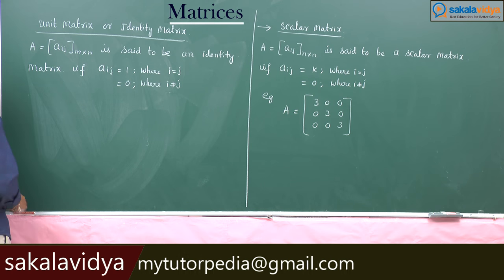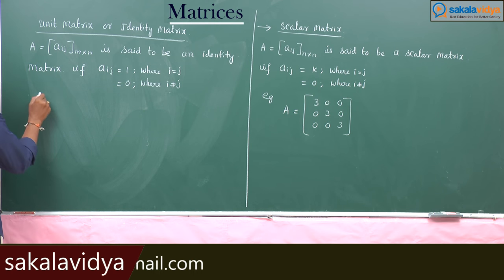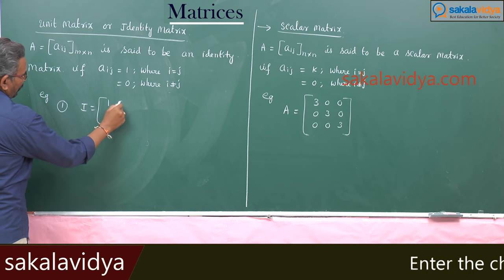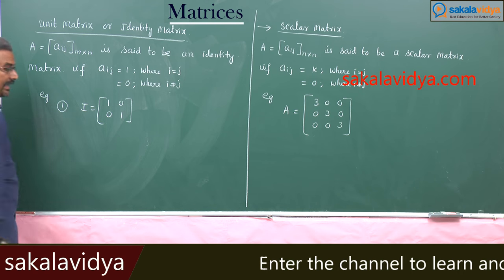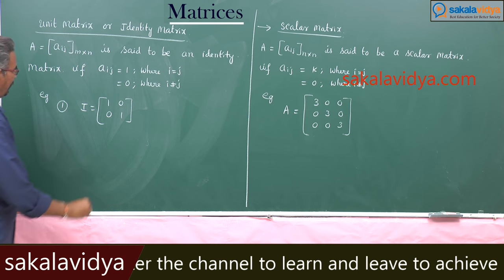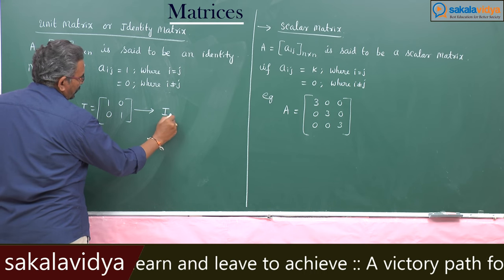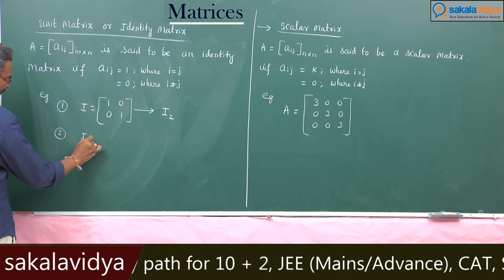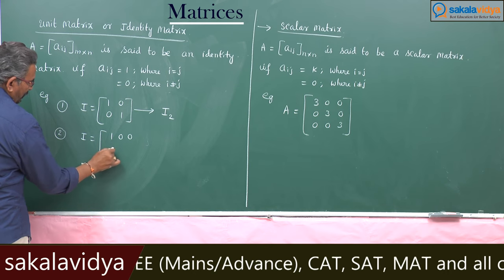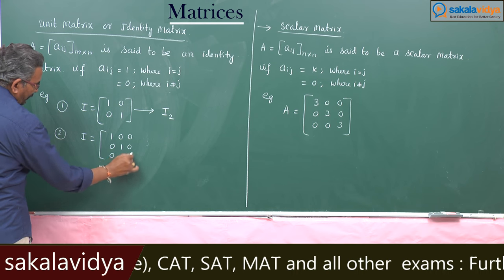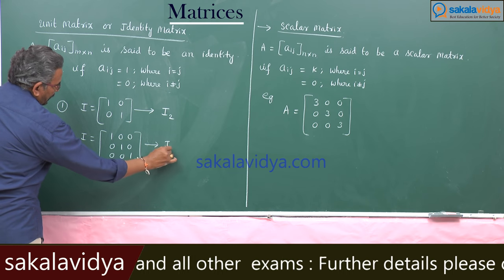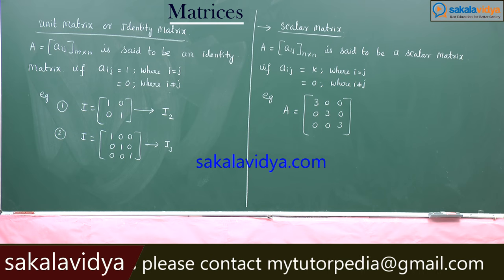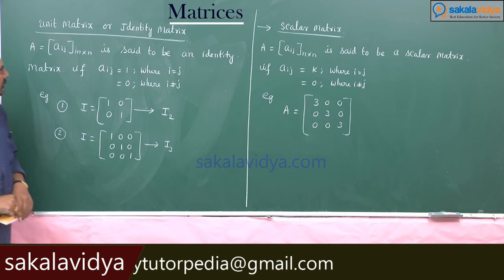So, generally it is denoted by I. For example, I = [1 0; 0 1]. This is called the second order identity matrix. This is also denoted by I2. Next, I = [1 0 0; 0 1 0; 0 0 1]. This is denoted by I3, the third order unit matrix. Similarly, fourth order also we can define.